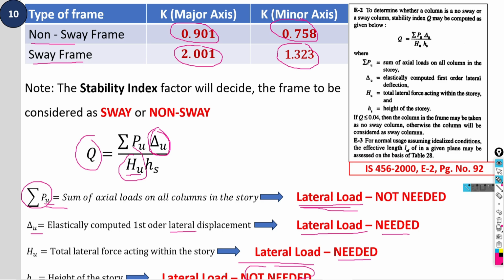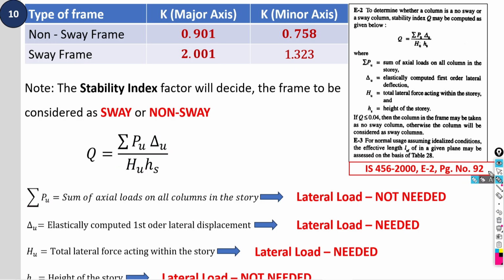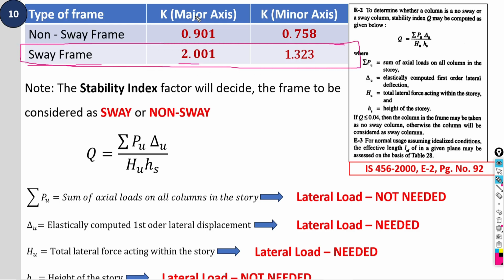So as of now, to go ahead, we are going to proceed with the calculation considering the sway frame. As we are going to consider the sway frame, we are going to finalize the effective length factor about the major axis as 2.001, and minor axis 1.323.